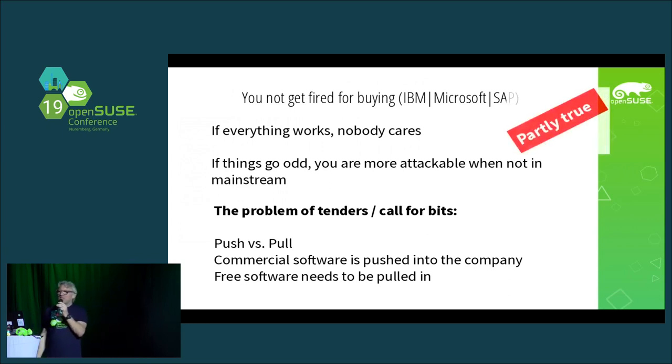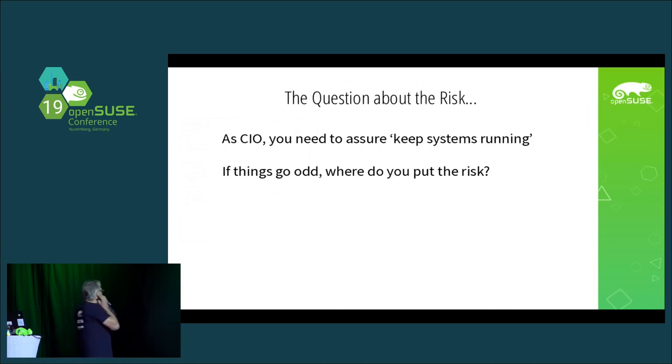So, the FUD, you're not getting fired for buying IBM or whatever, is partly true. As said, if you're outside the mainstream, you're always more attackable. And if you look at the C-level, CIO, CEO, it's quite a political thing. Finally, we have the questions about the risk. Because as CIO, you're basically responsible for keeping the system running and making sure that your business can work with it. So, if everything works, nobody cares. If something goes wrong, if it breaks, where do you put the risk?